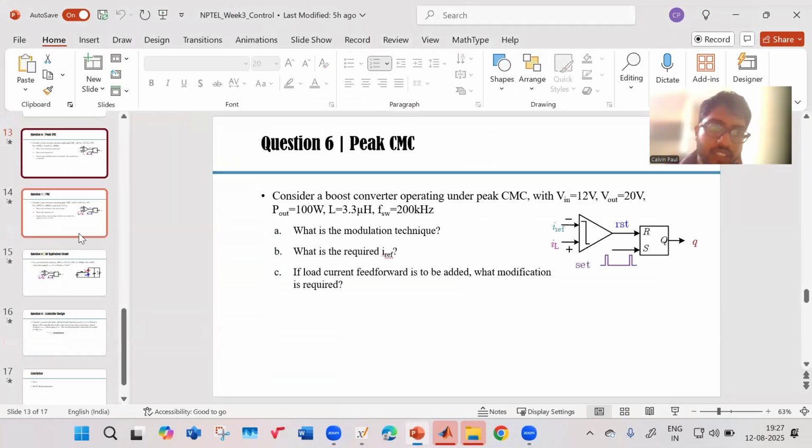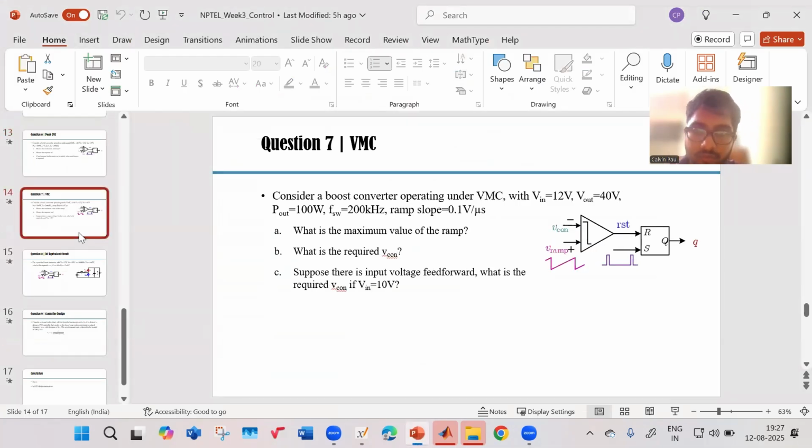So I'll proceed to the next question, that is voltage mode control. Here input is 12 volt, output is 40 volt, output power is 100 watt, switching frequency is 200 kilohertz, ramp slope is 0.1 volt per microsecond.